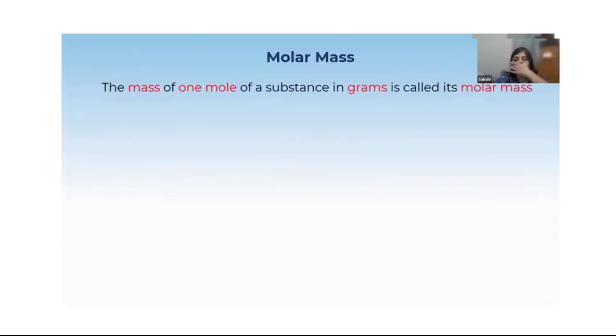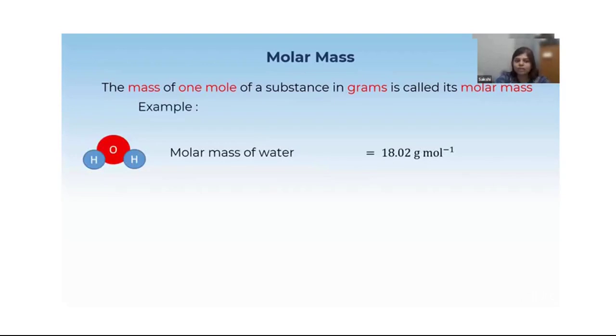We also need to know what molar mass is. Molar mass is the mass of 1 mole of a substance, anything which is 1 mole. If I say 1 mole of carbon atom, what is the mass of that 1 mole of carbon atom? That is called the molar mass, right? If I say 1 mole of nitrogen, what is the mass of 1 mole of nitrogen? That is the molar mass. For example, water: the molar mass of water is 18.02 grams per mole, because 1 mole weighs 18.02 grams.